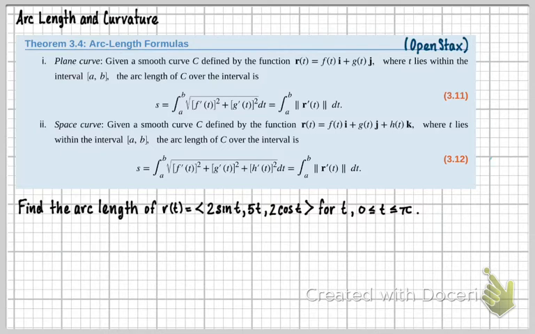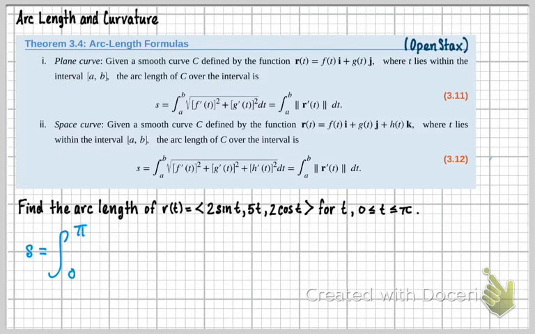And that's it. So it doesn't matter if I'm two-dimensional or three-dimensional. So let's just take a look at this problem below. It says find the arc length of r(t) equaling 2 sine t, 5t, 2 cos t for t from 0 to pi. Okay, what we're going to do is just set this up. And these are pretty straightforward. Just follow the formula. So this is going to go from 0 to pi.